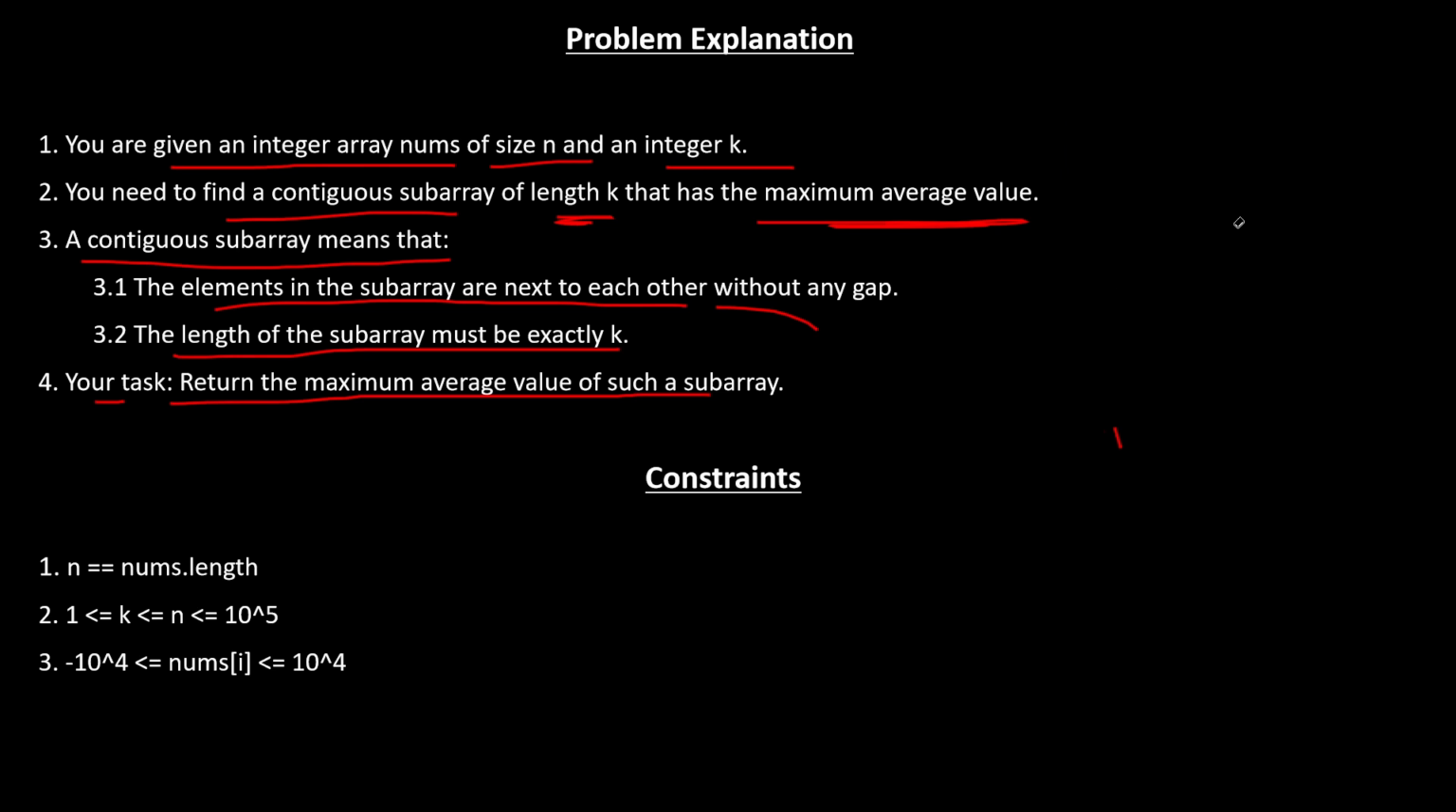What are the constraints? n is nums length, and k and n values could be from 1 to 10 to the power 5. And nums[i], basically the value at each index, could be from negative 10 to the power 4 to positive 10 to the power 4. So these are the constraints. And I hope you understood what the question is asking to do. Now let's move to the next slide.